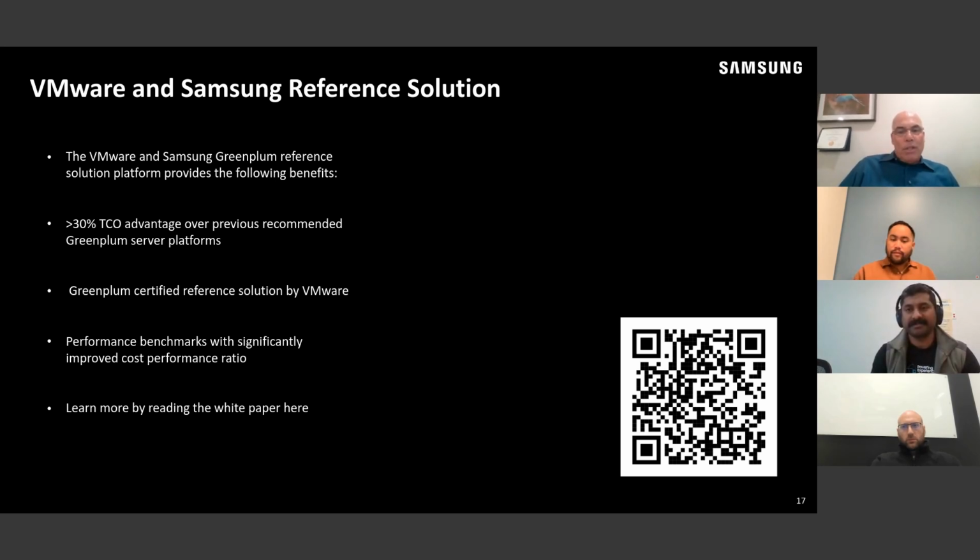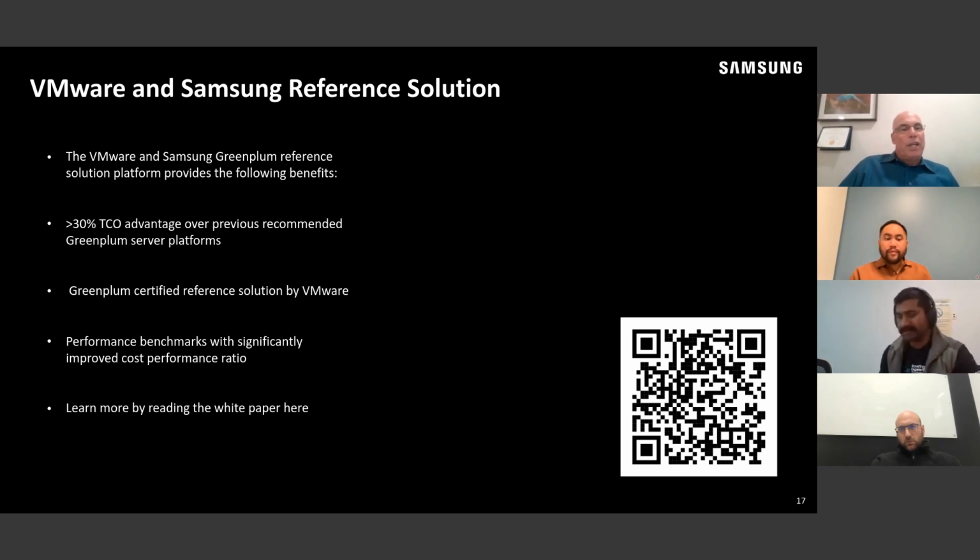So what I would say is click on that QR code and learn more by studying the white paper, the ink is pretty much still wet on that white paper. It was recently presented at VMware Explore. So take a quick study at that, and then feel free to reach out to any one of us on this call, both at VMware and at Samsung, to learn more. We just wanted to make sure this community had the first look as we start building our go-to-market planning around this reference architecture.